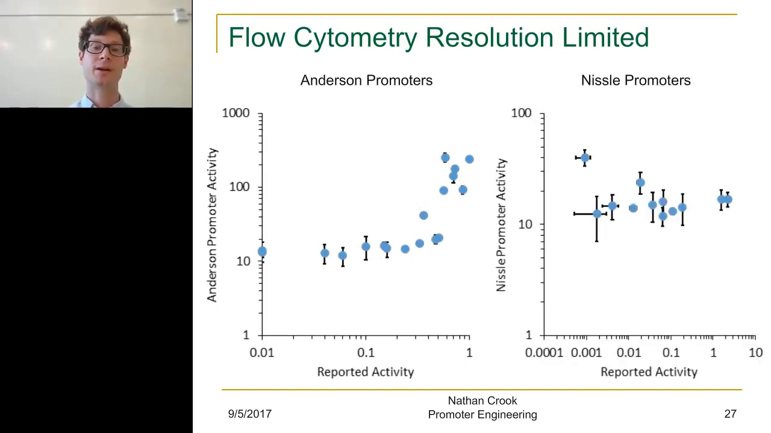This also limited our ability to figure out whether our native Nissle promoters were performing as expected, because we have, on the y-axis, our flow cytometry data, and on the x-axis, the reported data. And when you have a correlation that looks like this, one of your methods is not really that accurate. And I think it's because our flow cytometer is not doing a good job at this range. So we need something more like qPCR or potentially this barcode measurement approach to identify what's going on.